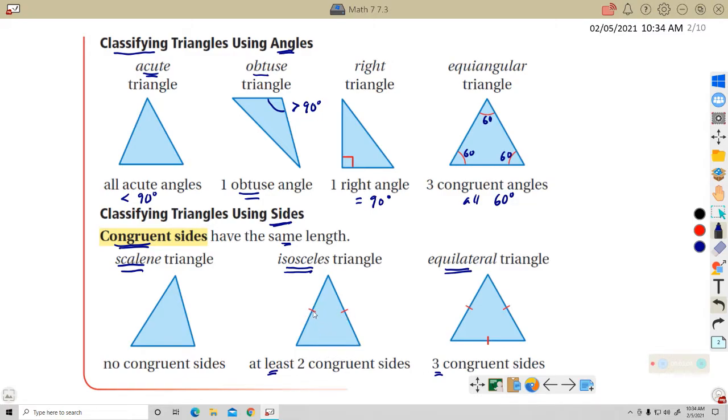When we put little hash marks through the sides like this, that means whichever sides have the same hash mark are equal. Same thing here. This single line means that these three angles are equal to each other. Okay, so get those into your notes, and because there's a lot of vocabulary here, you're going to have to get used to it.